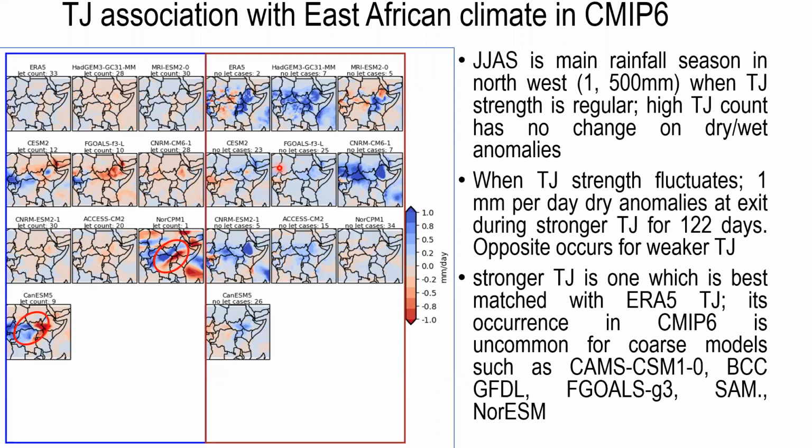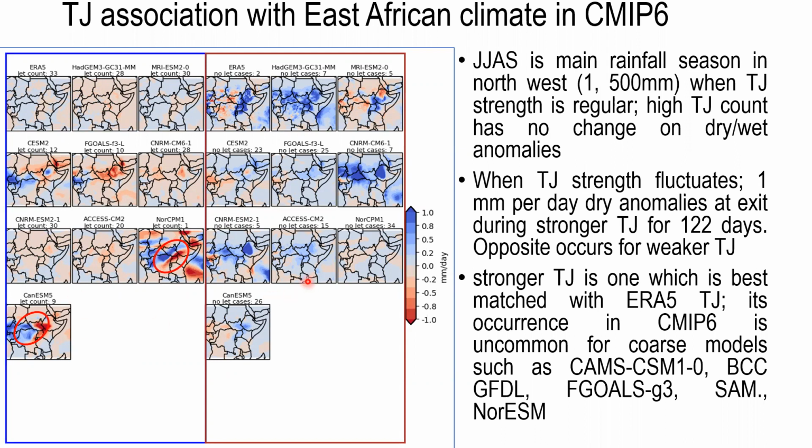So at a stricter criteria, we see that these models which have a jet at very strict criteria are actually models which have a fairly good TJ structure in them, and they transport more moisture. So when the jet is stronger, then there is basically an advection of moisture from the exit area further to the west of South Sudan.